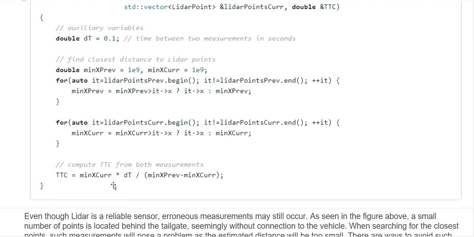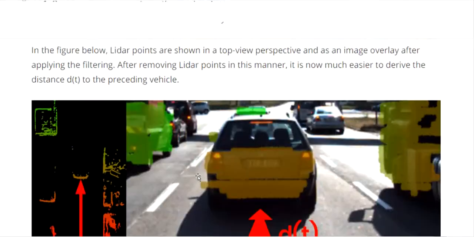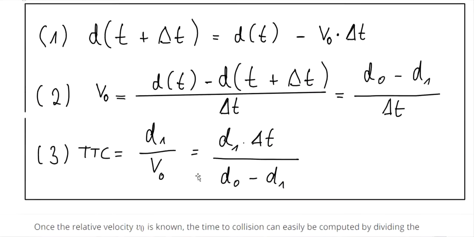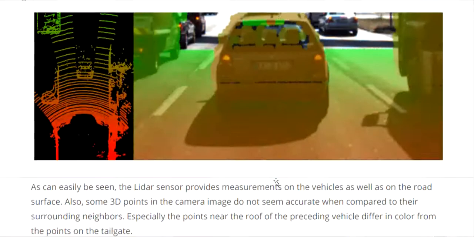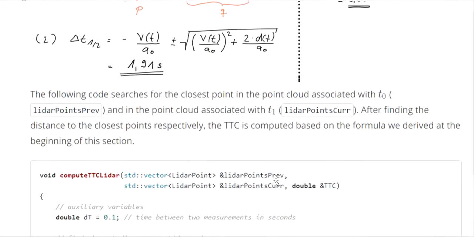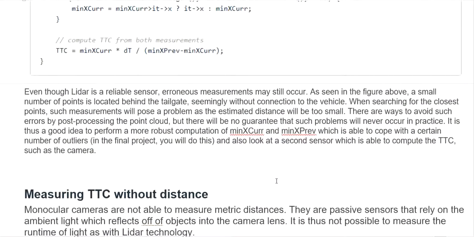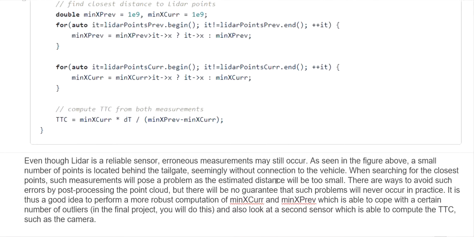Time to collision equals the distance times delta t, divided by the difference. This formula, right? They use this formula to get it: D1 times delta t, divided by the difference between D0 and D1, okay? That's the first case, where we use LiDAR to calculate the time to collision.